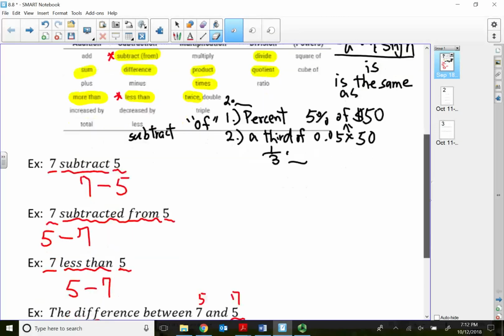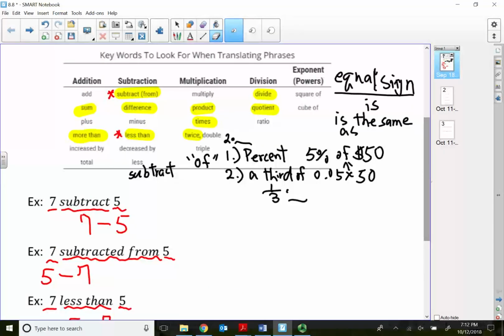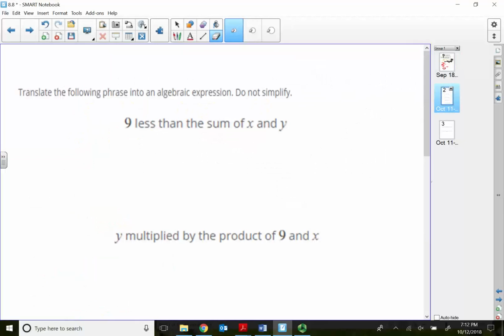I got several examples. So the following examples serve no purpose other than practicing on picking up on these translation words. Okay, you got to kind of memorize what some of these words are, so when you see it, you know you're supposed to translate those words. All right. So translate the following phrase into algebraic expression. Do not simplify. We're just going to translate.